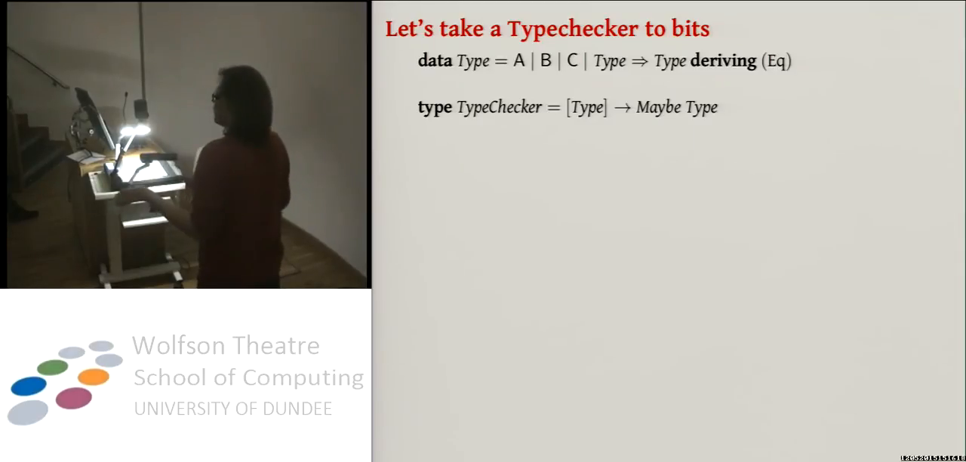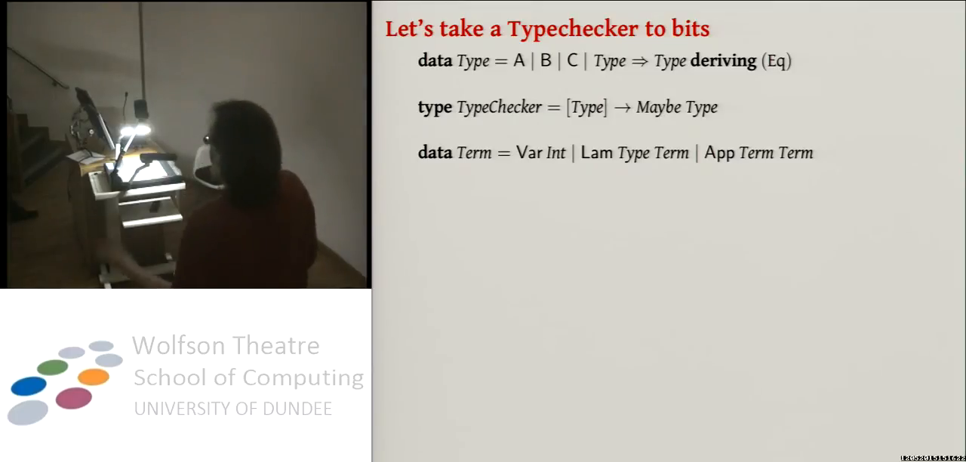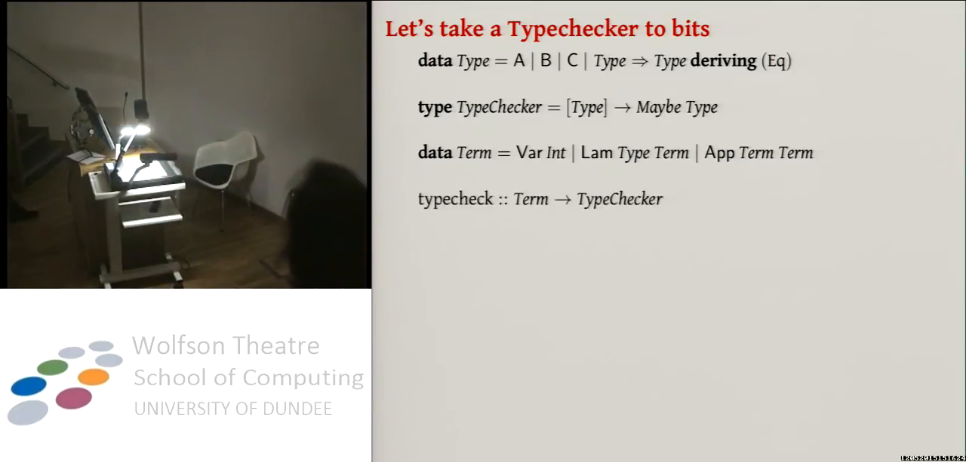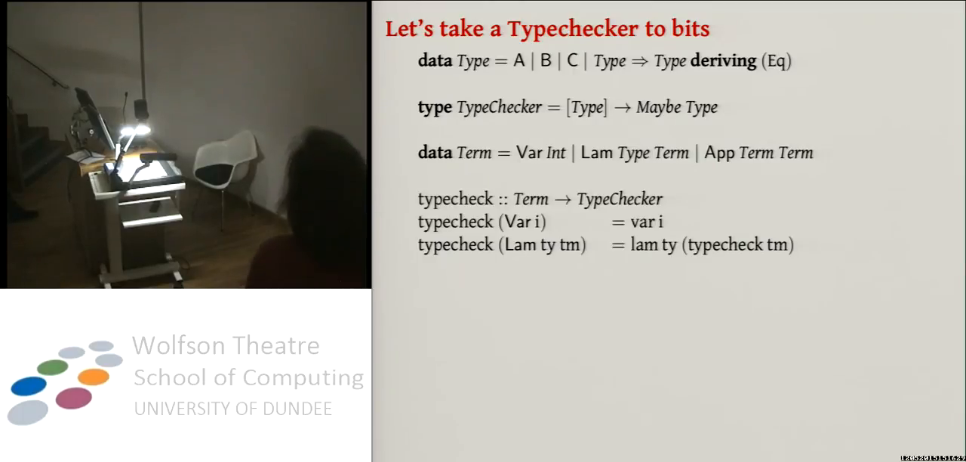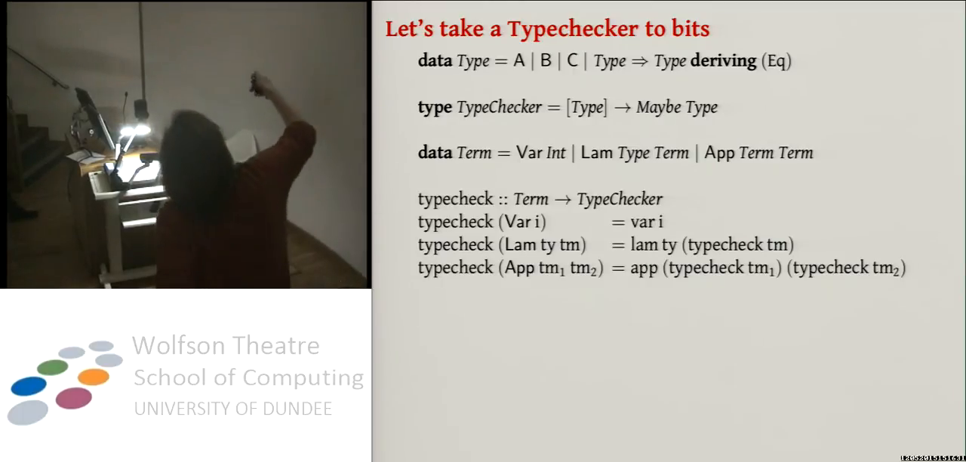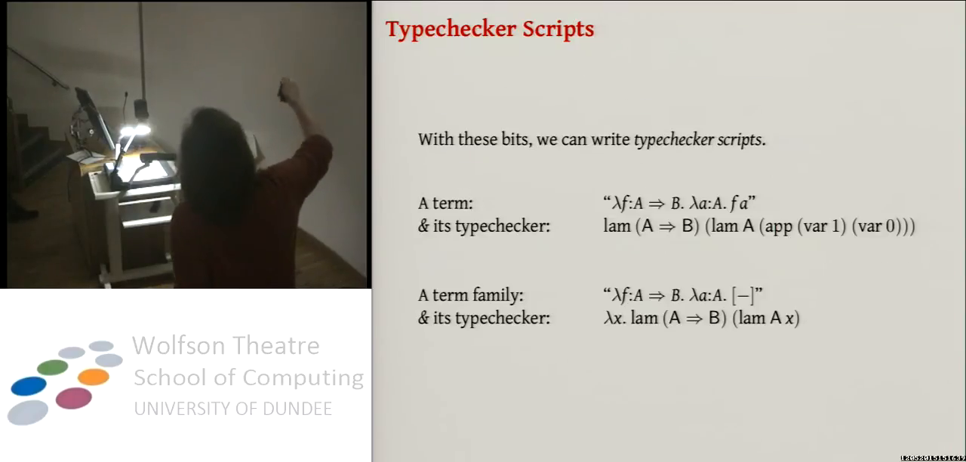Now, one particular way of putting these back together is we take our old term data type and we actually write a type checker which just works for terms. So we just do the sort of catamorphism on the terms. We take variables, we use the variable type checker, we take lambdas, we use the lambda type checker, we take applications, and we use the application type checker.